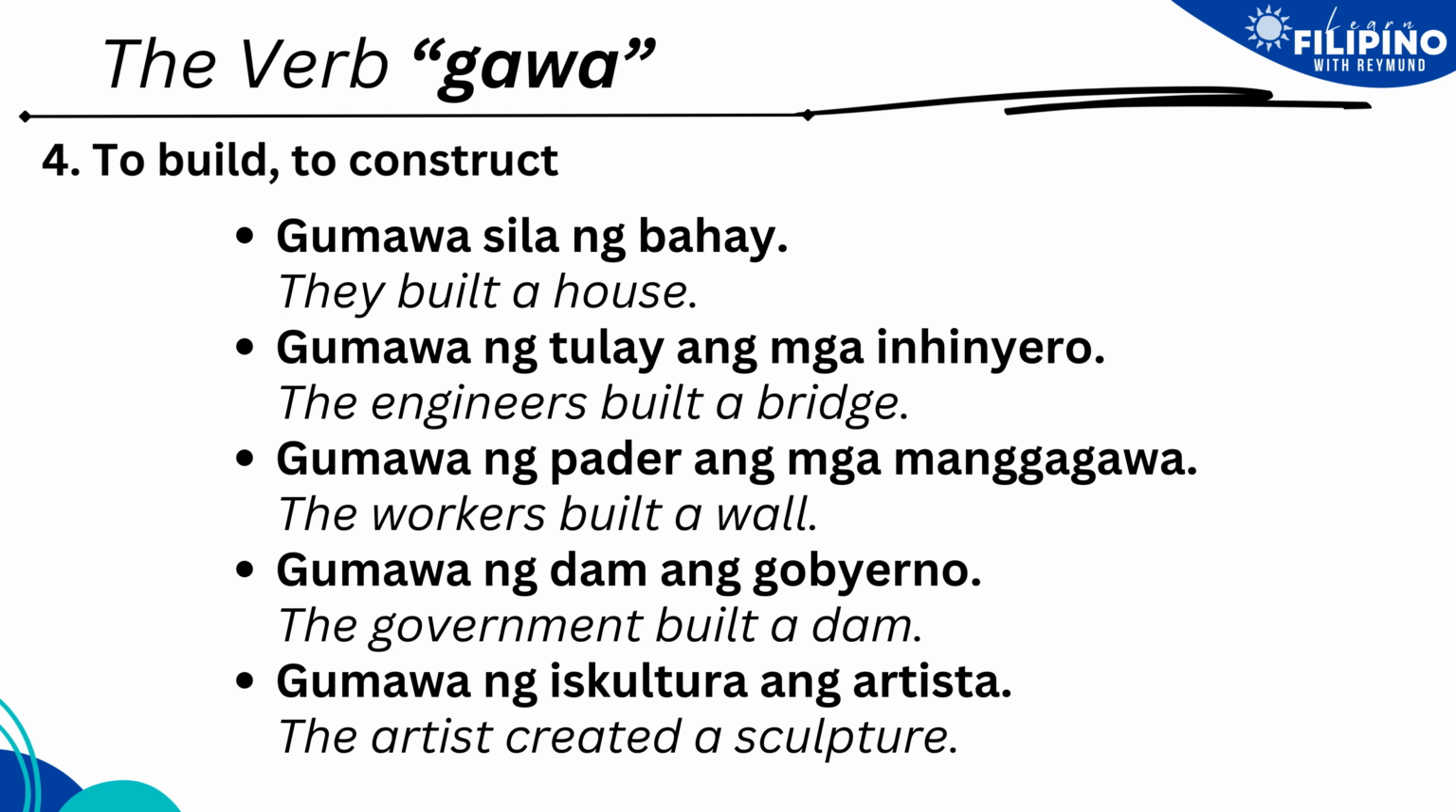Gumawa ng tulay ang mga inhinyero. So a tulay is a bridge and then an inhinyero is an engineer. Mga inhinyero are engineers. So mga makes things plural or the noun plural. So gumawa ng tulay ang mga inhinyero, the engineers built a bridge.